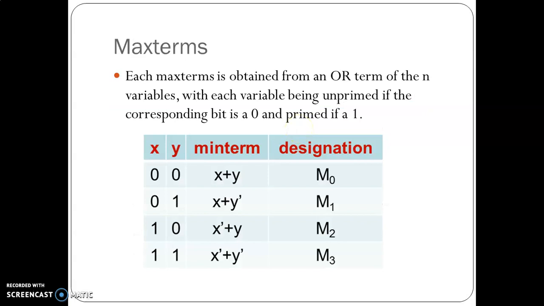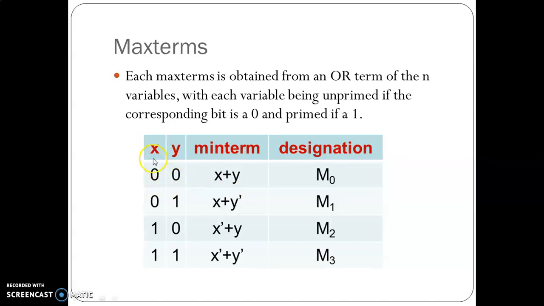Maxterm. In a similar fashion, n variables forming an OR term with each variable being primed or unprimed provides 2 power n possible combinations called maxterms or standard sum terms. Each maxterm is obtained from an OR term of n variables, with each variable being unprimed if the corresponding bit is 0 and primed if it is 1.